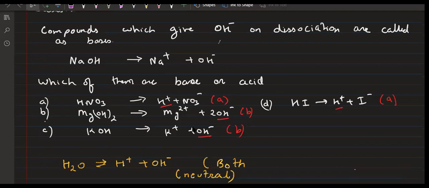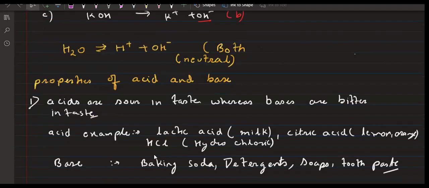Now, see this H2O. I said H2O gives both H plus and OH minus, so it is neutral. What's the meaning of neutral? Neutral means neither acid nor base. That's the first point that you have to remember. Agree, everyone? Now, after this, we discuss the properties of acids and bases.